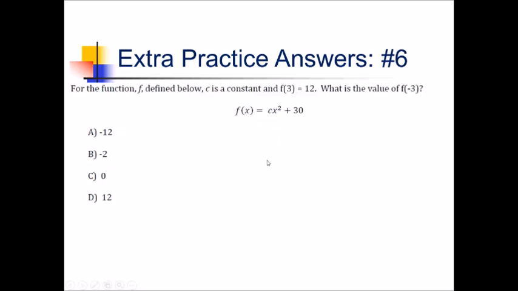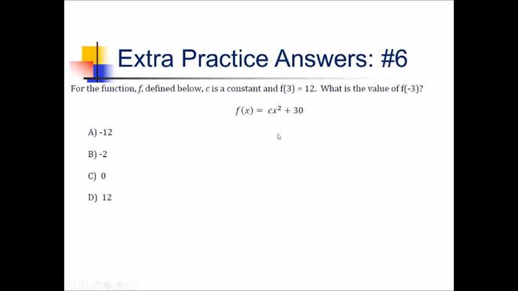For this rather tricky question, I've got some constant c defined in this function here, c x squared plus 30. I don't know what c is, but it is a constant. Whatever it is, it's just that one number and nothing else. Given this function and the fact that f of 3 equals 12, they want me to tell them f of -3. So just kind of beginning with the goal in mind, eventually at some point we have to plug -3 into this f function and figure out what it comes out to.